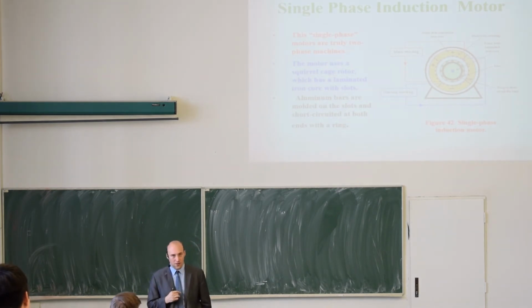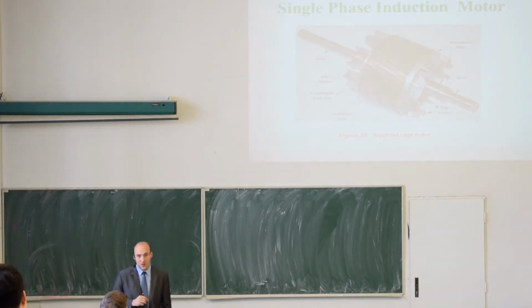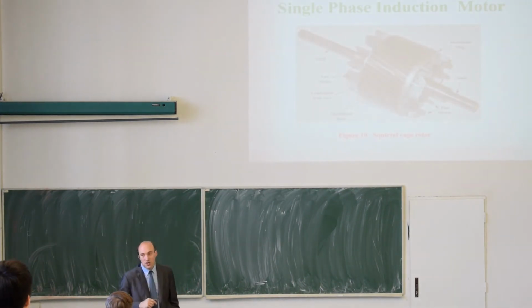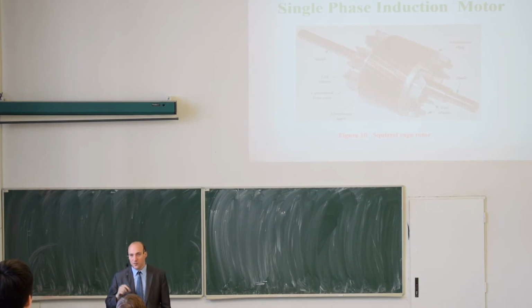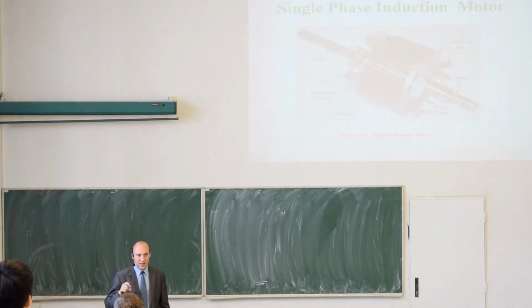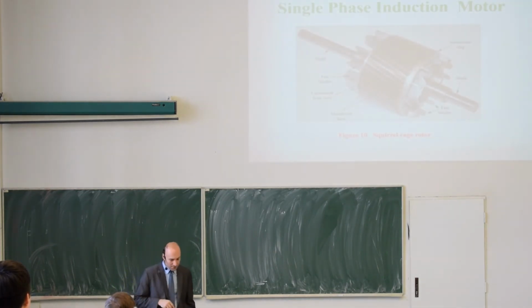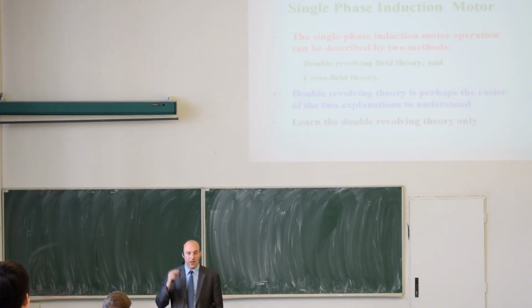The rotor of the single-phase induction machine is exactly the same as the rotor of the three-phase induction motor. This is a typical example, a squirrel cage rotor, again a shaft and bars here, and the winding is molten aluminium that was pressed into the slots. Again, it's laminated.